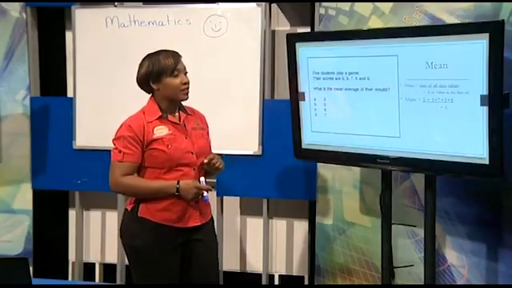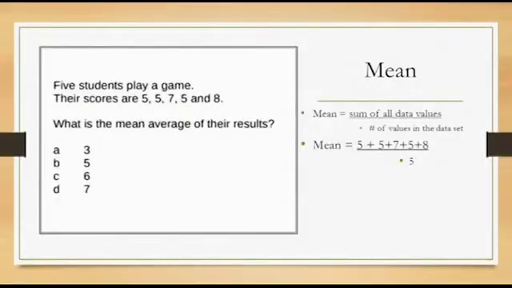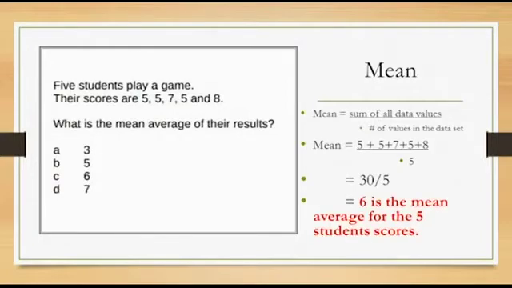We have 5 plus 5 plus 7 plus 5 plus 8, and we're dividing by 5. So 30 would be the total when you added all that is on top, and you are dividing by 5, and your mean for this set of data is 6. So 30 divided by 5 gives you 6. 6 is the mean average for the 5 students' scores. That's what it tells you, and that would be option B for this question.